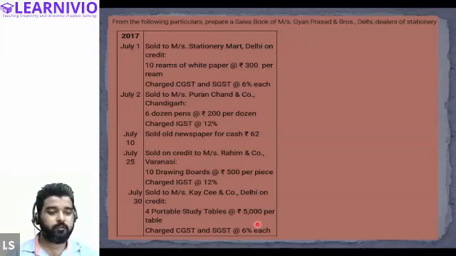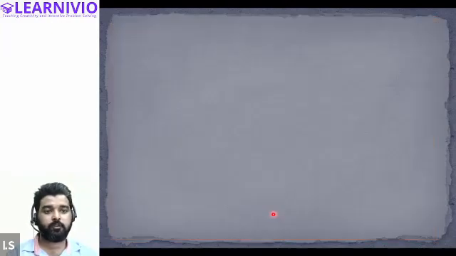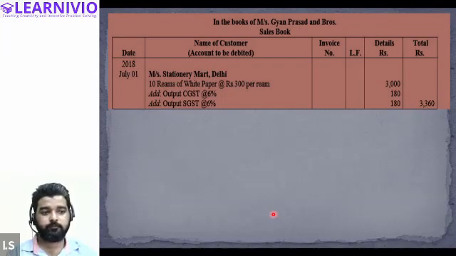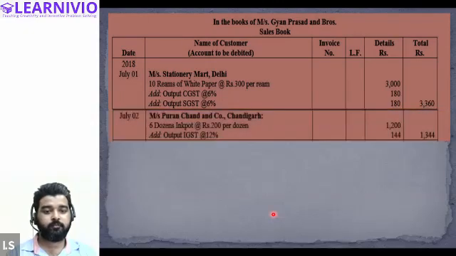I'm also solving, I'm also sharing the solution with you. Please keep comparing your solution with my solution. So this is 3360 for the July 1st, right? 134446 for the 2nd July, Messrs. Puran Chand and Company, Chandigarh, 1344, right?